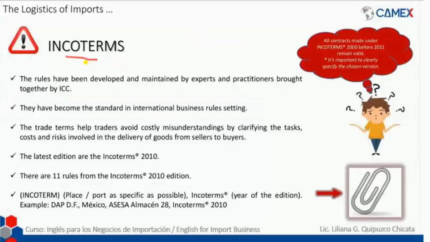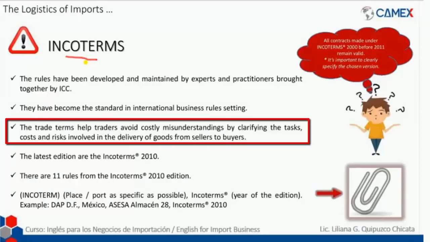Then these trade terms, because Incoterms are rules that are specified in terms, help the traders avoid costly misunderstandings because they clarify the task, they clarify the cost, they clarify the risk, as you can see here. Task, cost, and risks that are involved in the delivery of goods from seller to buyer. So in this case, involved in the delivery of goods from exporter to importer, or seller to buyer.